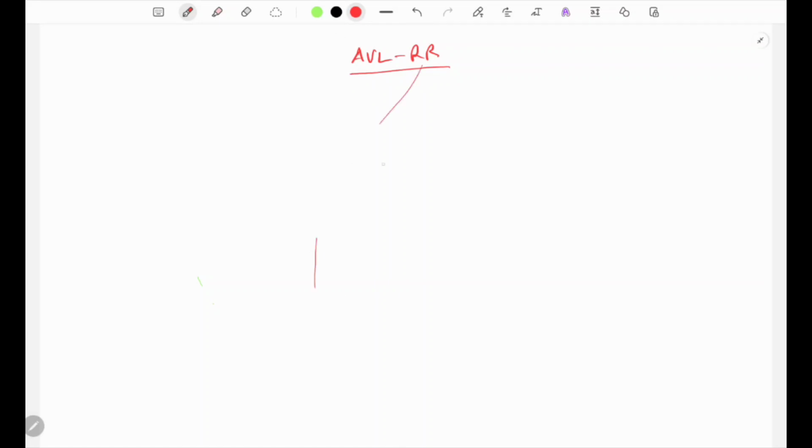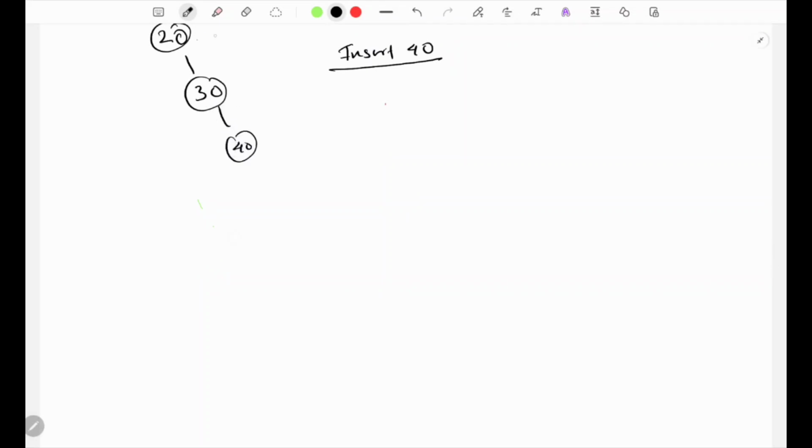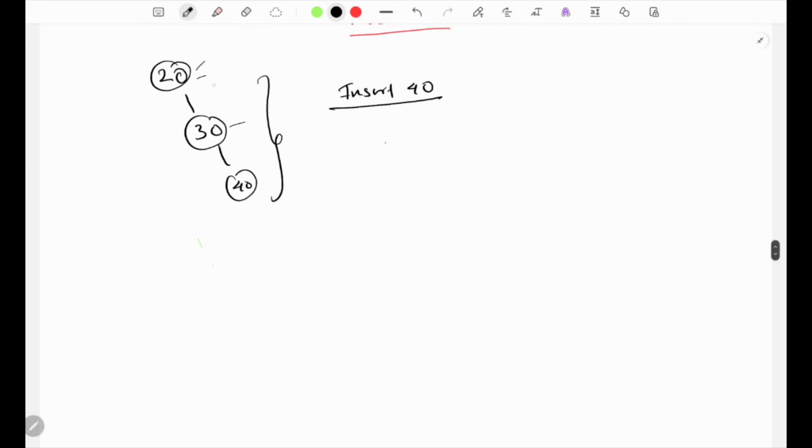let's take an example. Let's say I have a 20, I have 30. The next step is to insert 40. So according to the rule of BST, I will insert the 40 here because it is greater than 20 and greater than 30. Because of inserting this 40, we have changed the balancing factor of these two nodes.